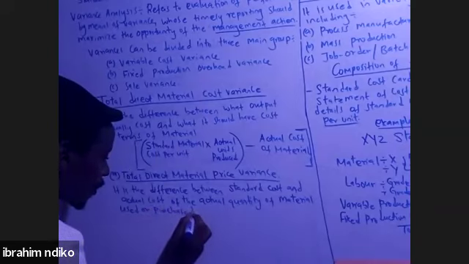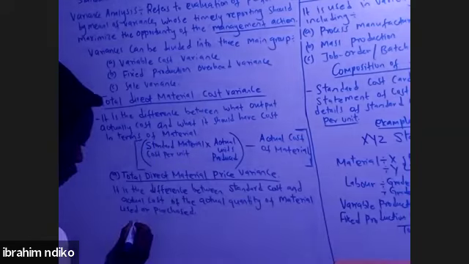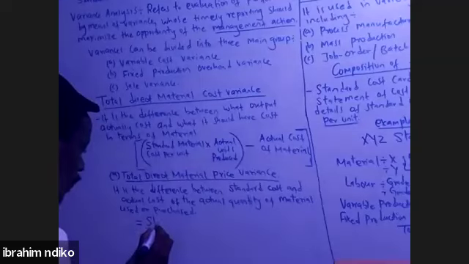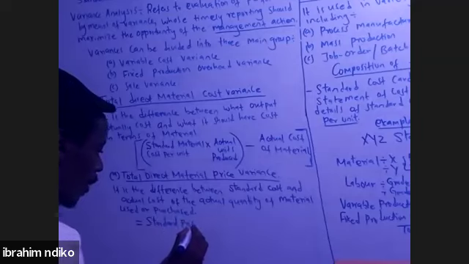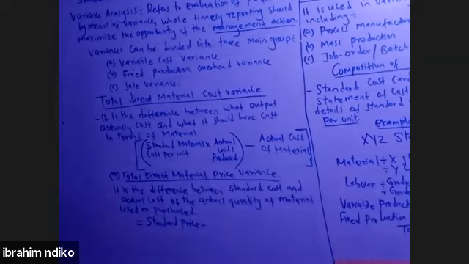That one is very, very important. And you can give the formula. So this is the formula for direct material price variance: direct material price variance is equal to standard price minus actual price.